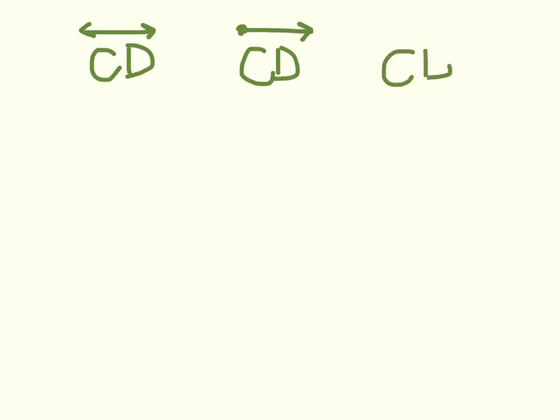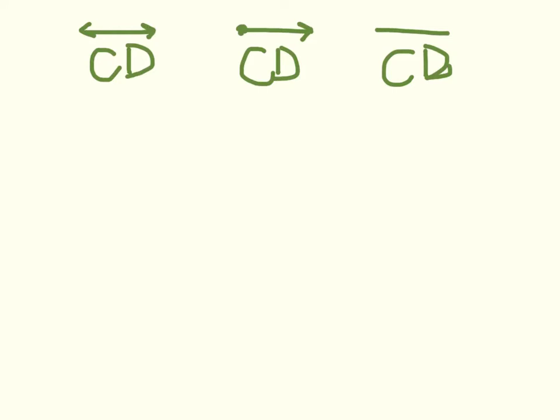Now let's talk about how mathematicians would describe it. If I was talking about line CD, I would write CD and then I would put the symbol for line above it. If I wanted to talk about CD, the ray, I would show it like this. If I wanted to talk about CD, the line segment, I would just draw it like that.